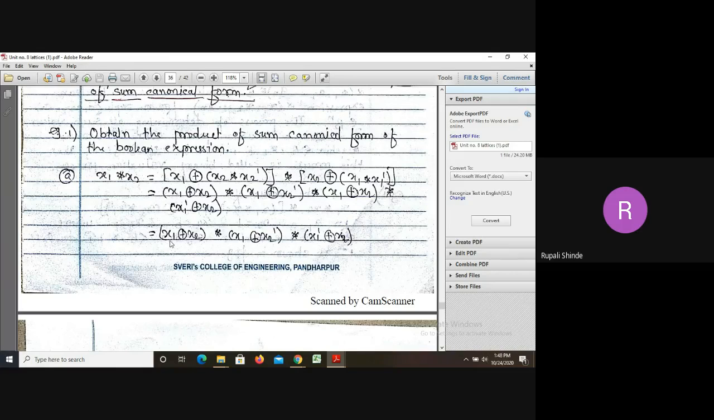So consider the first one. Here we have written x1 xor x2. In this case, the missing variable will be x3, so we have to add it. We can add it as x1 xor x2 xor, in brackets, x3 star x3 complement. Likewise, we can add the missing term x3 if our expression consists of three variables.